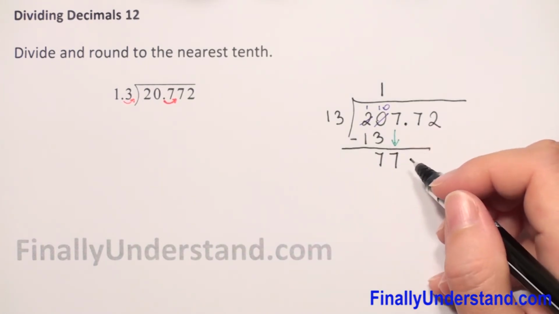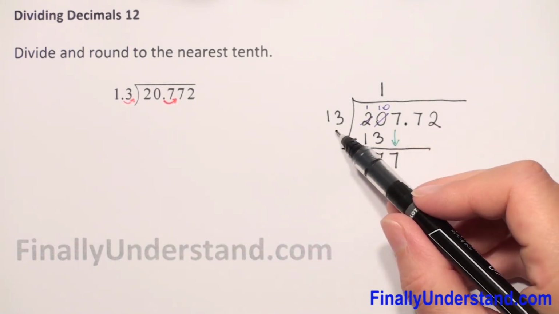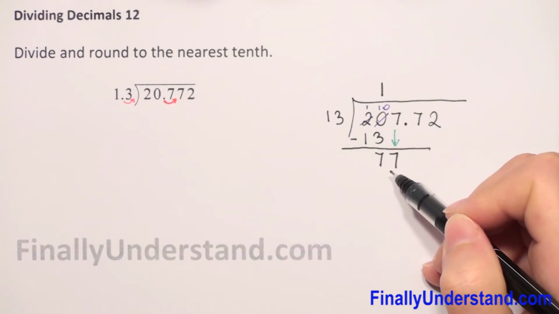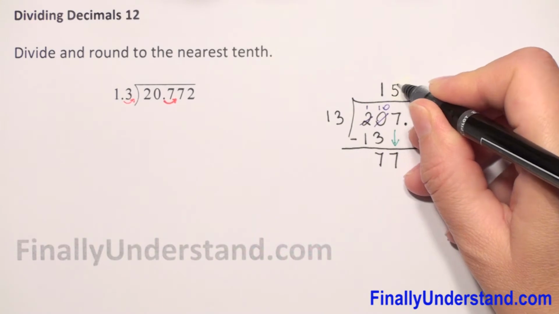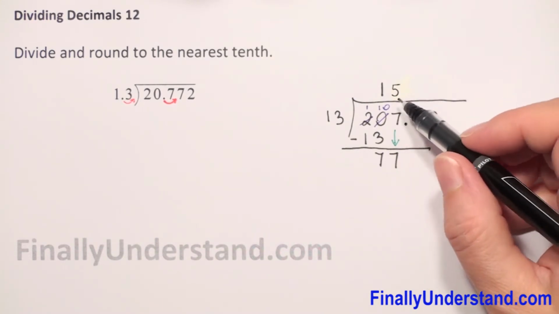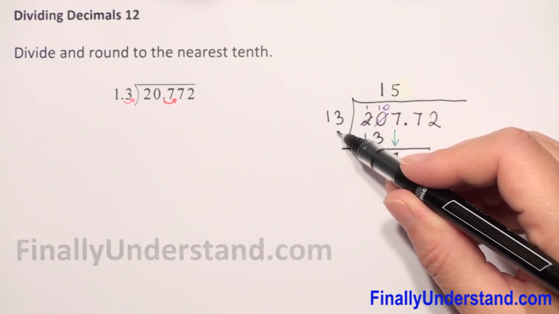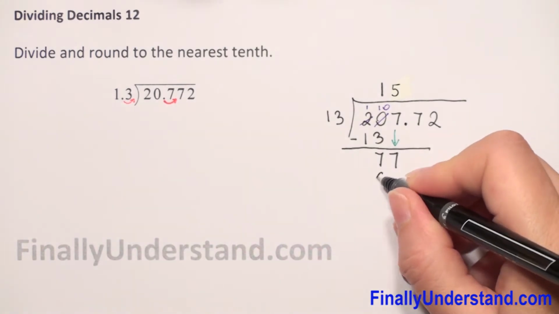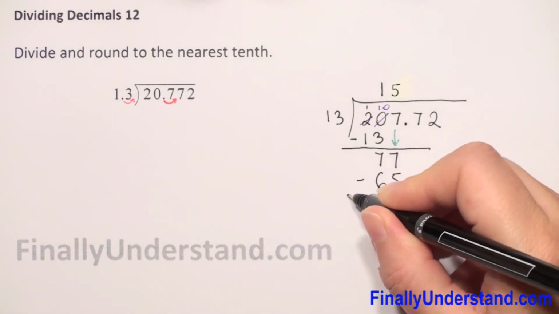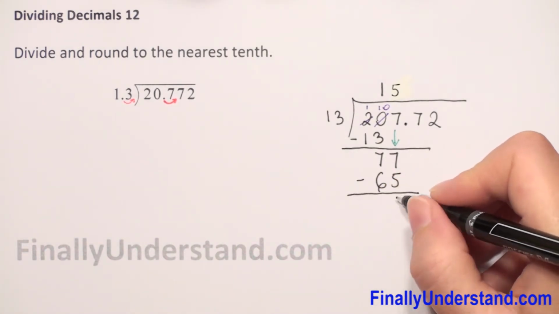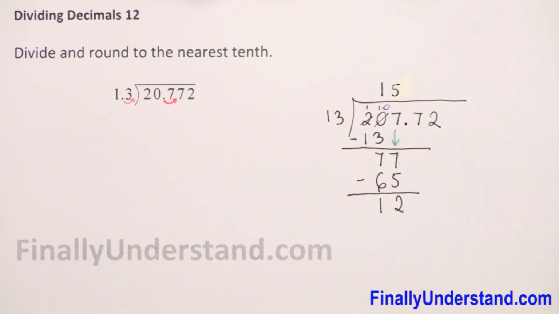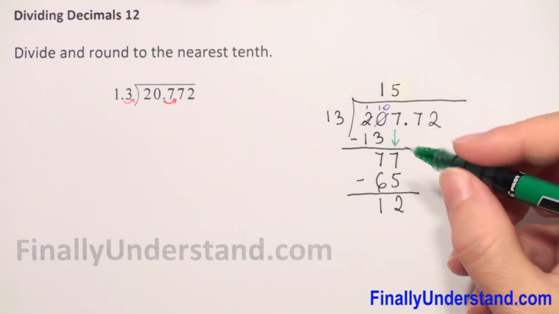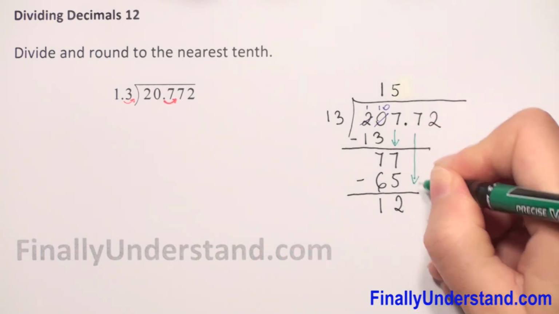So we have 77. How many times does 13 go into 77? 5 times. So on the top we write the answer. And now we have to do multiplication. 5 times 13 is 65. And again subtraction. 7 minus 5 is 2. 7 minus 6 is 1.